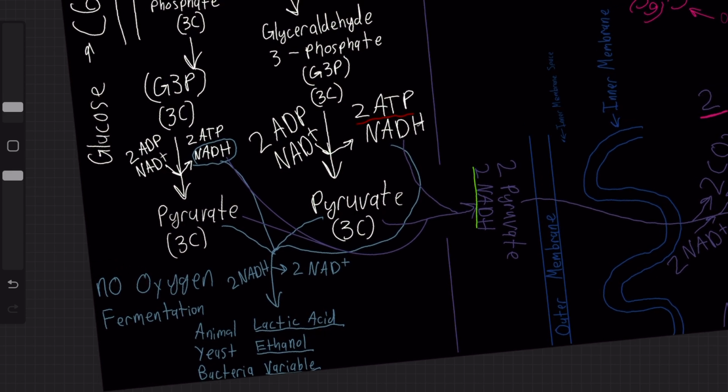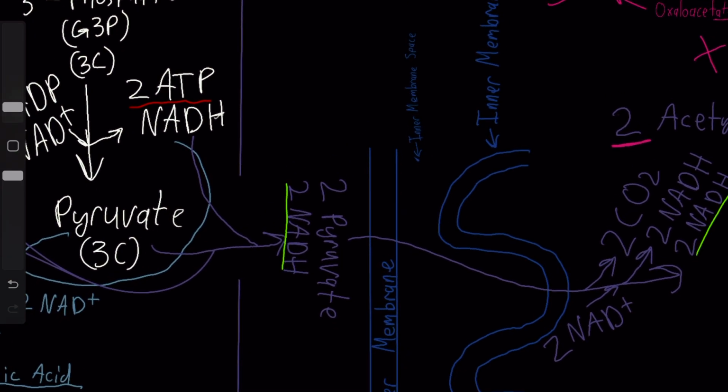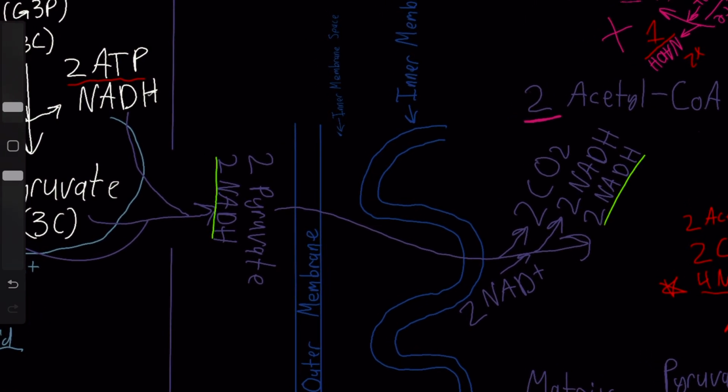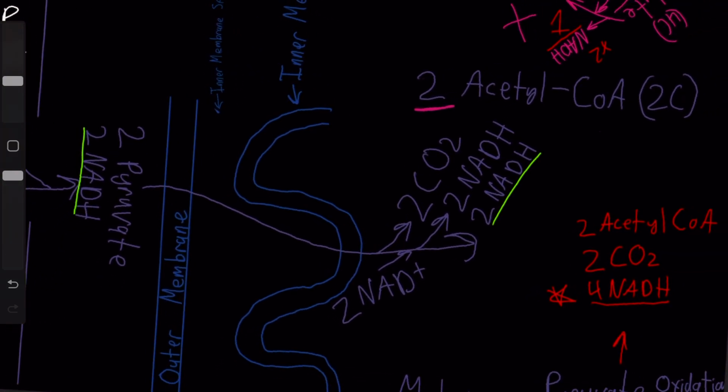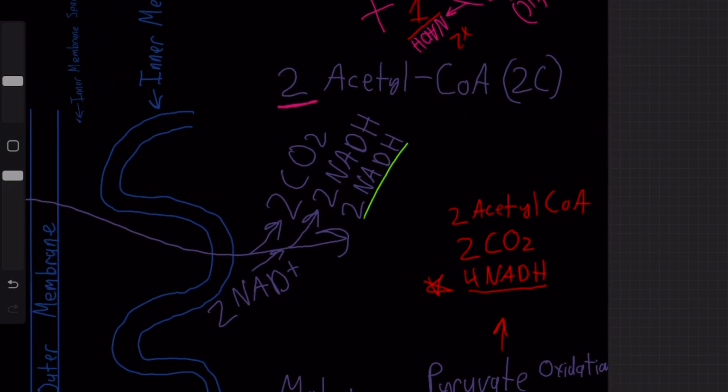If we do have oxygen, our 2 NADHs will come over into the matrix of the mitochondria. And the 2 pyruvate, while entering the matrix through the outer and inner membrane, will be converted. Both pyruvates will lose 1 carbon each and be turned into acetyl coenzyme A with 2 carbons. It will produce 2 CO2, or carbon dioxide, and it will also produce 2 NADHs.